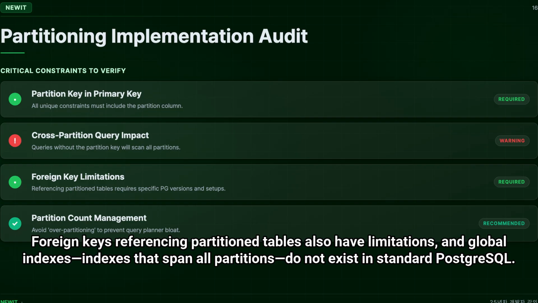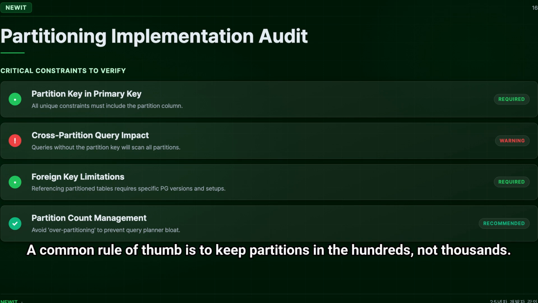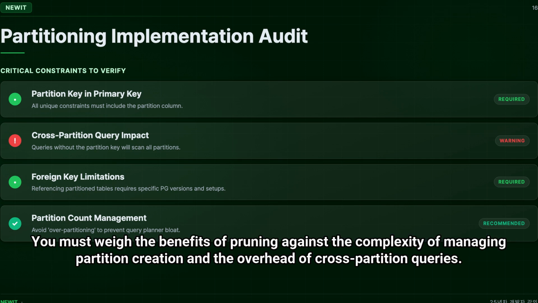in standard PostgreSQL. Furthermore, having too many partitions can actually degrade performance, as the planner spends more time analyzing metadata than executing the query. A common rule of thumb is to keep partitions in the hundreds, not thousands. You must weigh the benefits of pruning against the complexity of managing partition creation and the overhead of cross-partition queries.